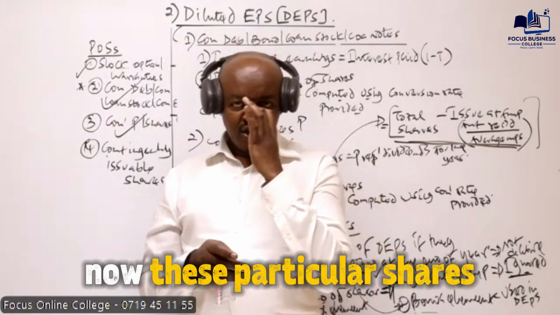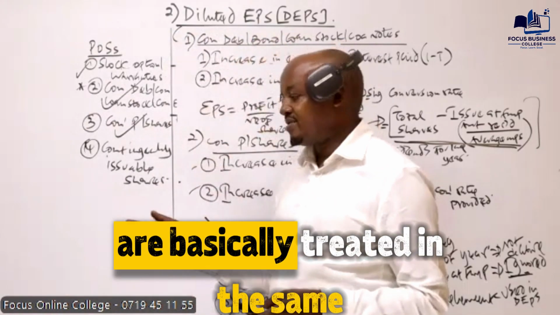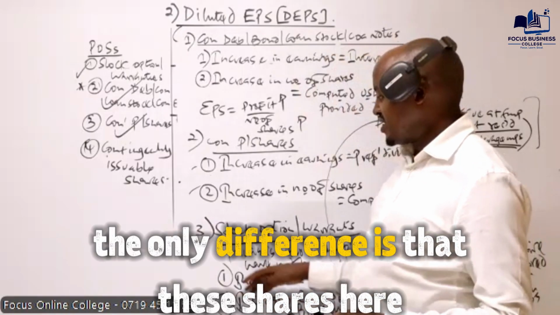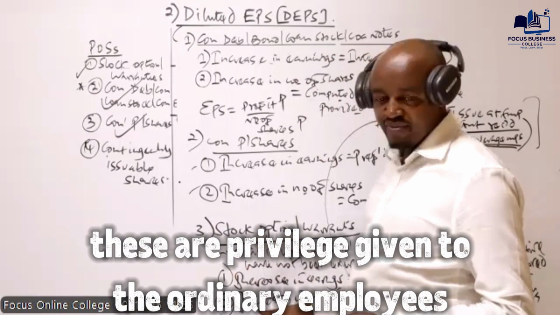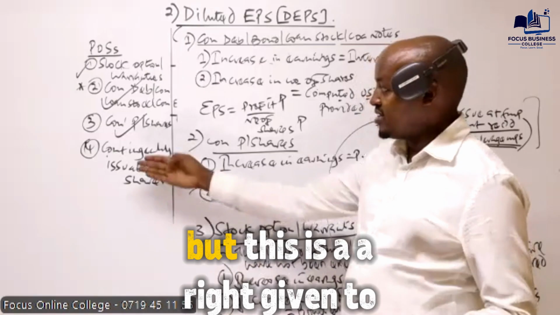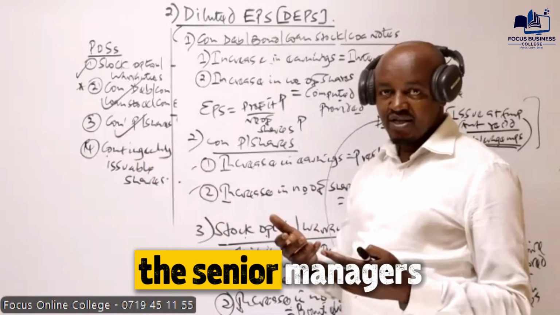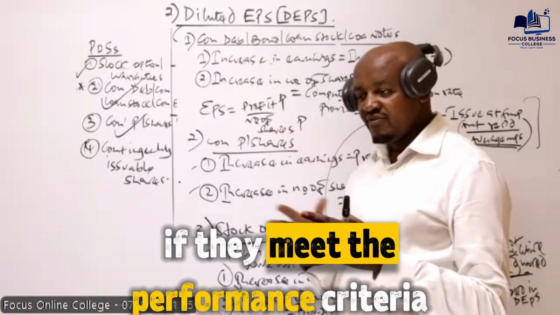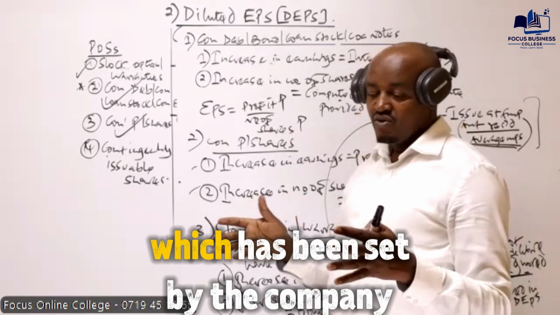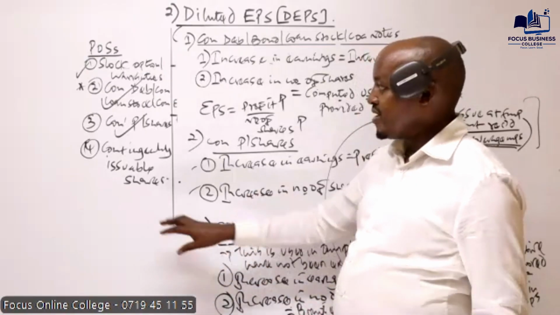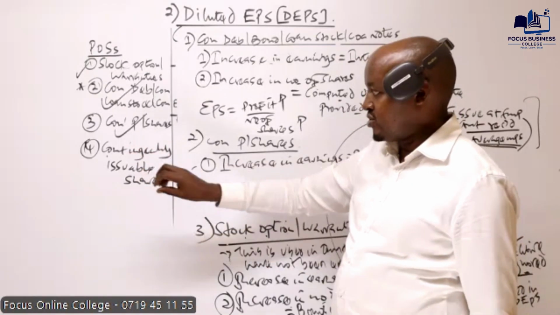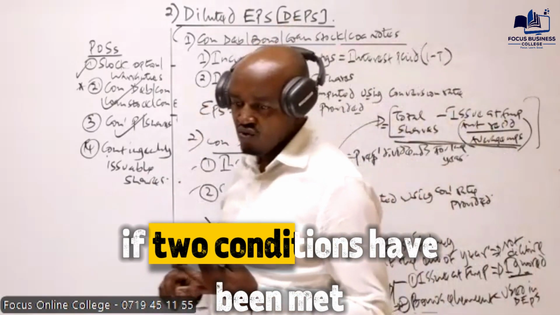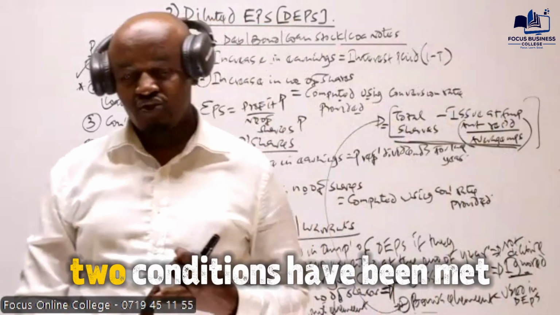Now, these particular shares are treated in the same way as a stock option or stock warrant. The only difference is that those are a privilege given to the ordinary employees, but this is a right given to the senior managers to buy the shares of the company in future if they meet the performance criteria which has been set by the company. But in this case, these shares will only be used in the computation of diluted earnings per share if two conditions have been met.